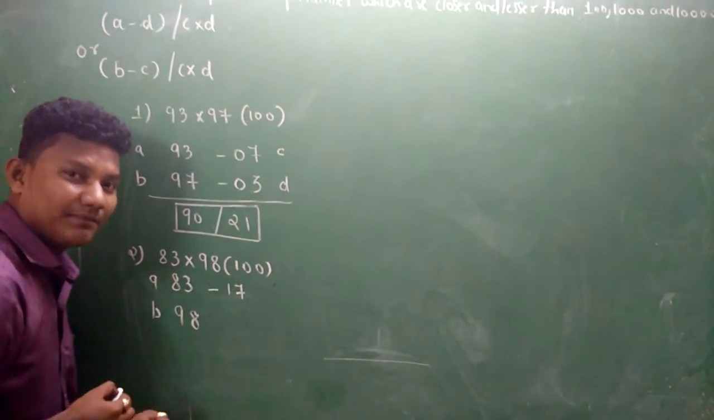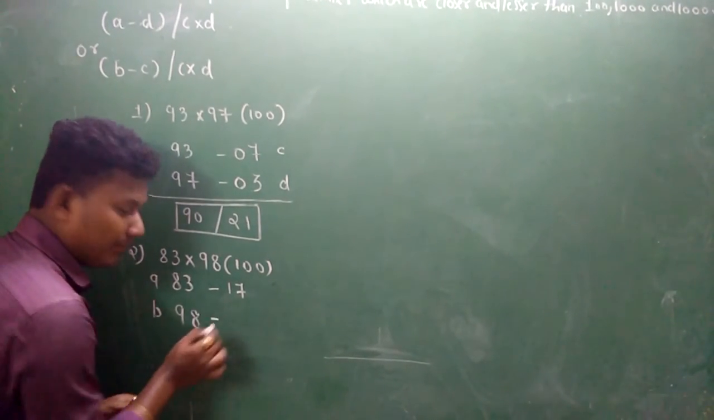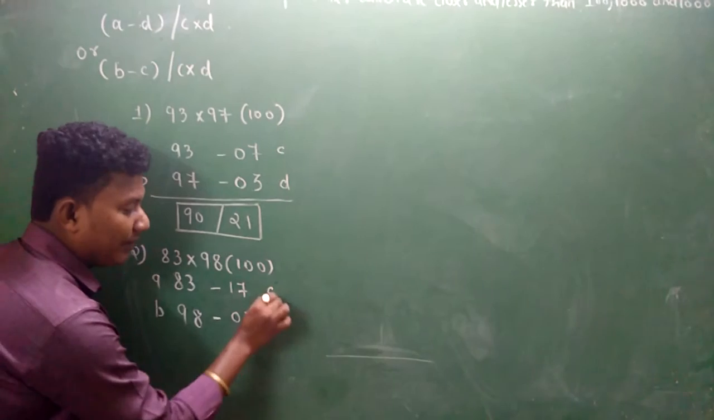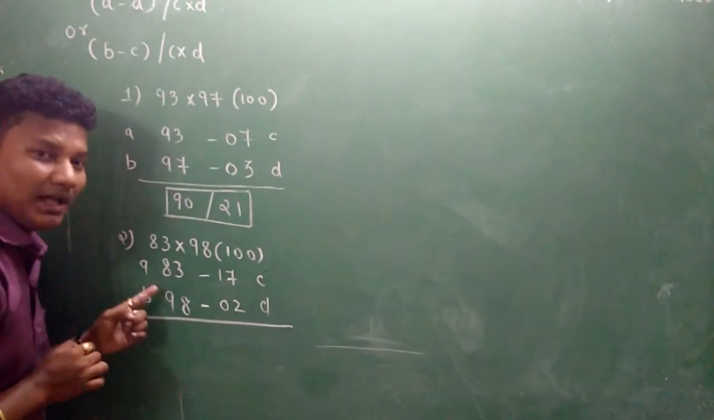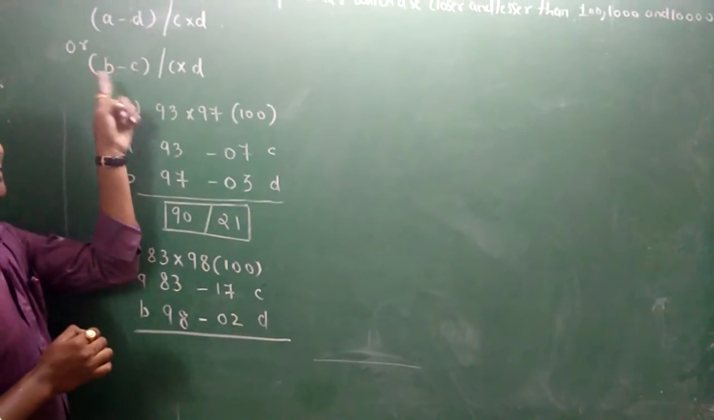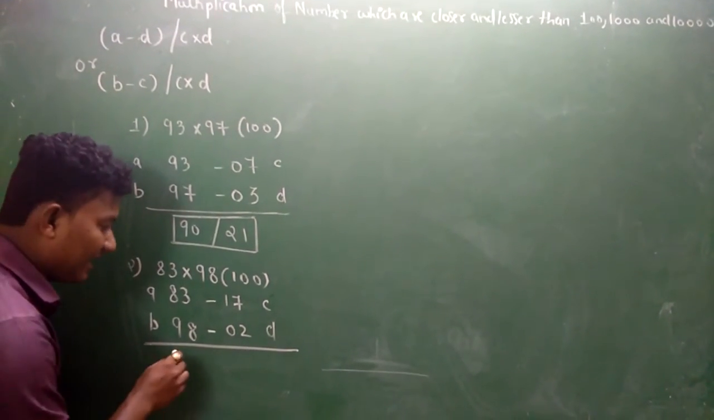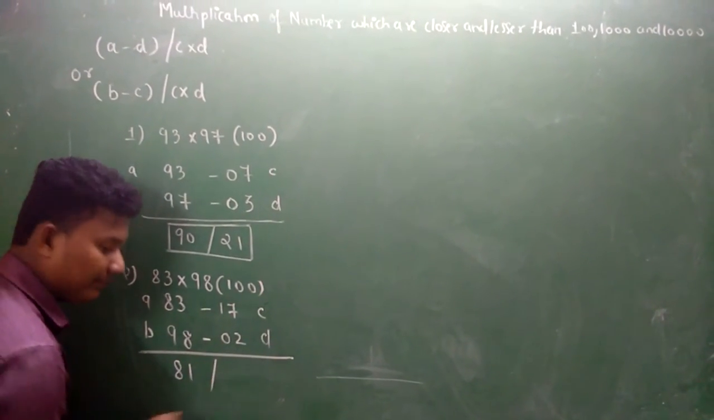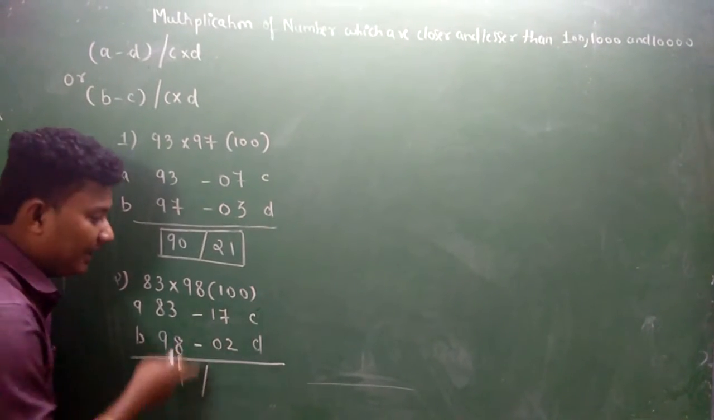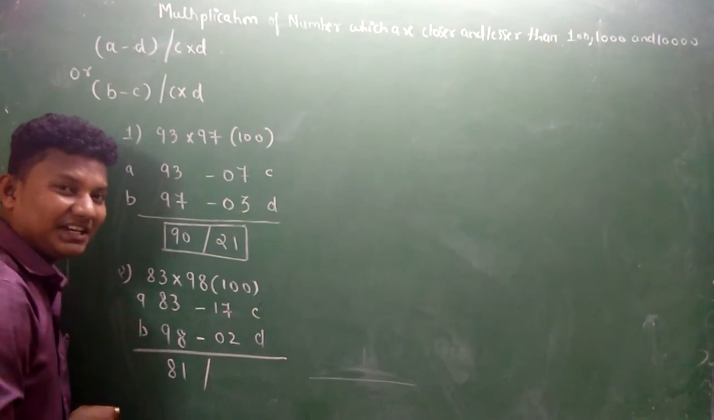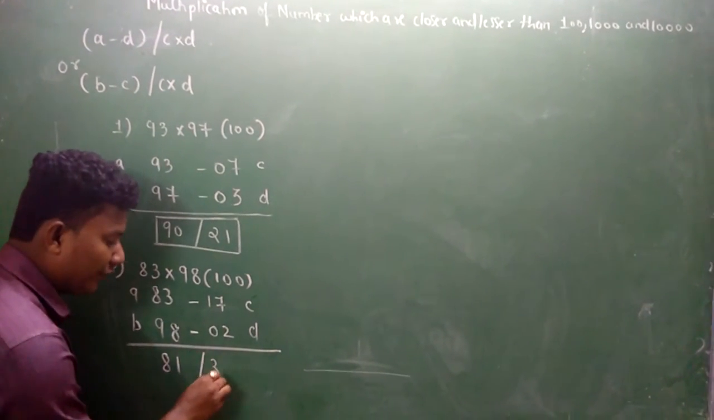And 98 is 2 less, but we have to convert it into 2-digit form, so I will write it as 02. So we got the values of c and d. Apply the formula, either a minus d or b minus c; you will get the same answer. So 83 minus 2, can I say the answer is 81 slash c into d? 17 2s are, can I say it is 34. So we got the answer.